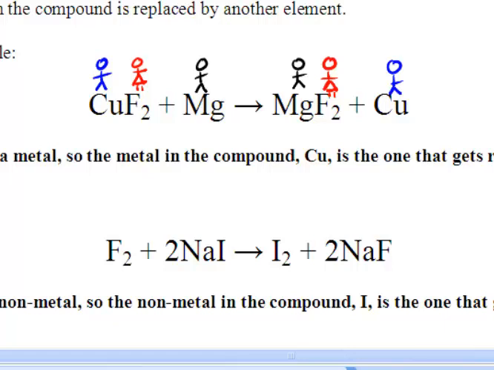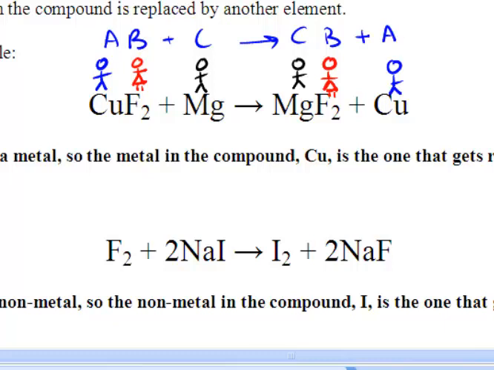So really, if we have this, we've got AB plus C, and then a single replacement. We're going to replace either the metal or the non-metal, and you'll notice that Cu and Mg are both metals, so they're going to switch, and we get C plus B, or C and B plus A, and A is left all on its own. Mg is a metal, so the metal in the compound.